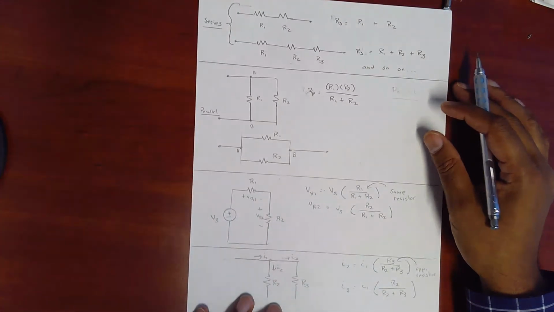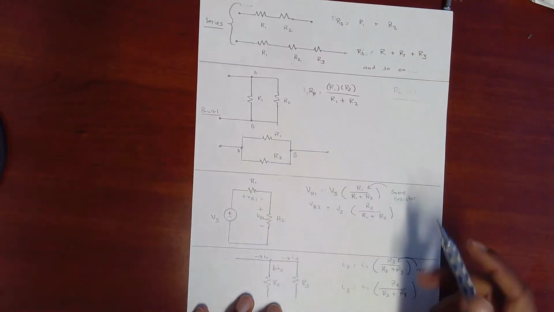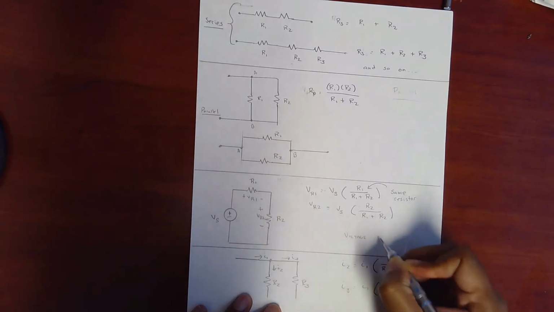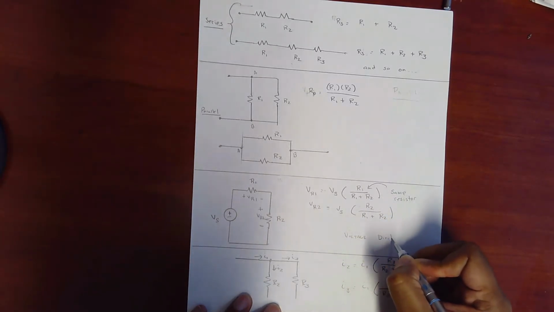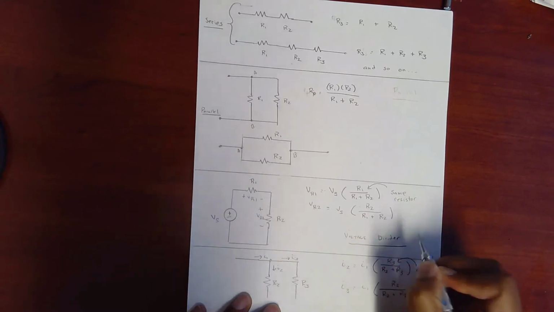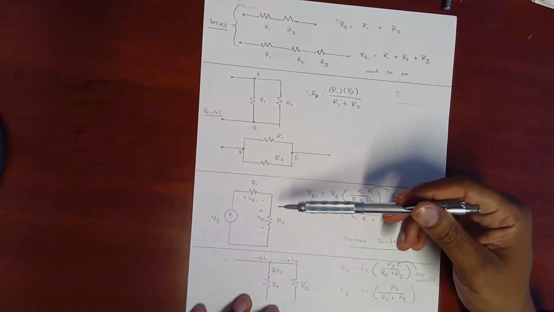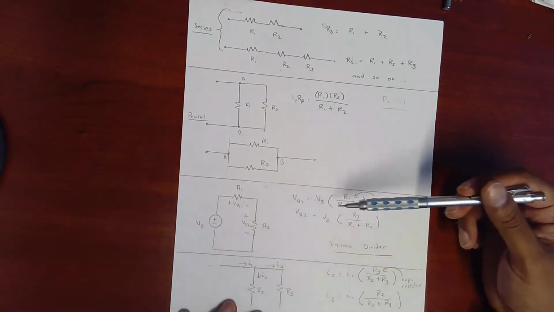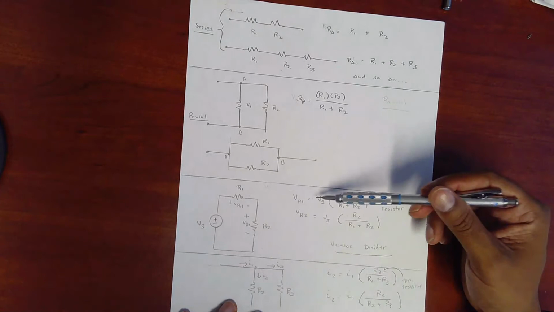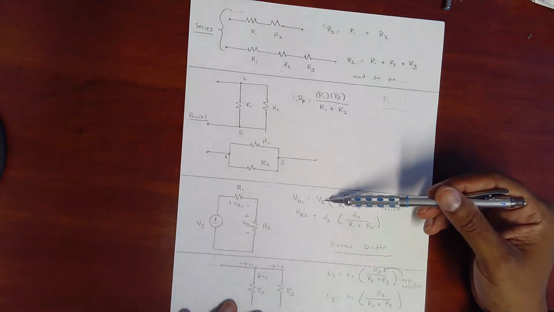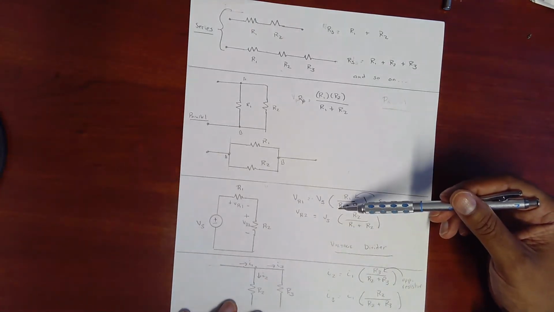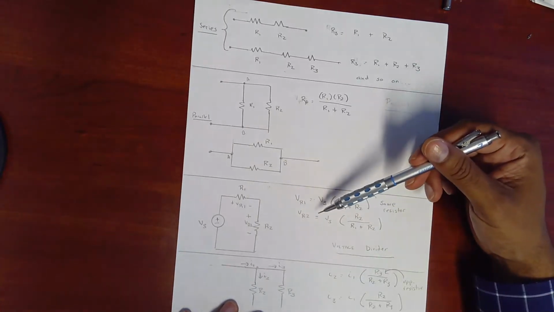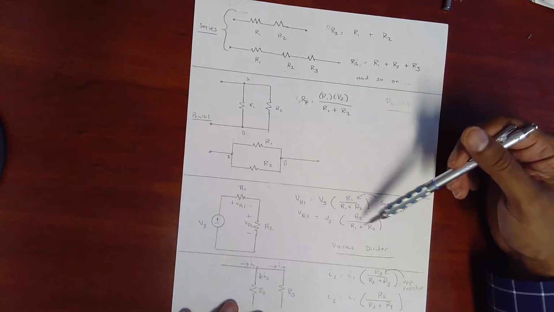Here is our voltage divider, okay? So this is our voltage divider. And our voltage divider basically, when the circuit is in series, when R1 and R2 are in series, your voltage across R1 is VS, which is our source, times R1 over R1 plus R2. When it's VR2, it's VS times R2 over R1 plus R2.